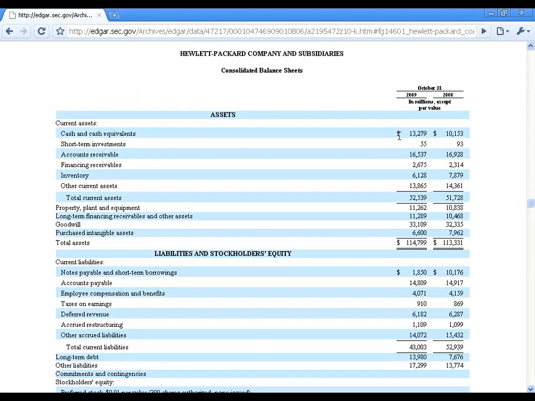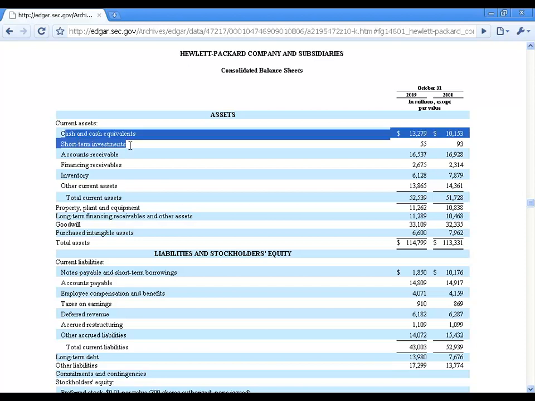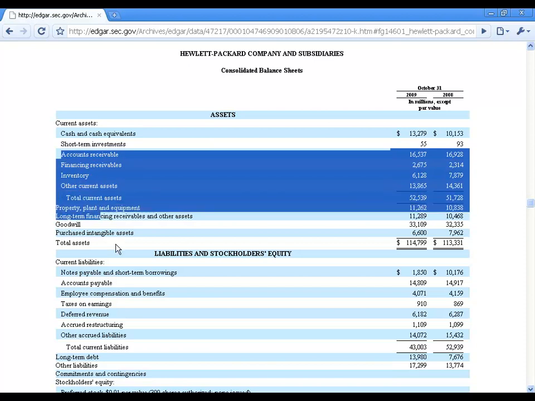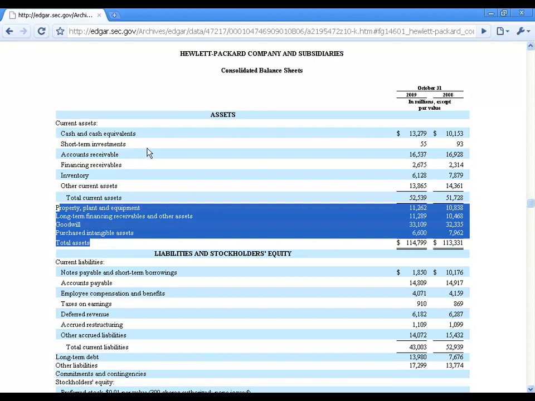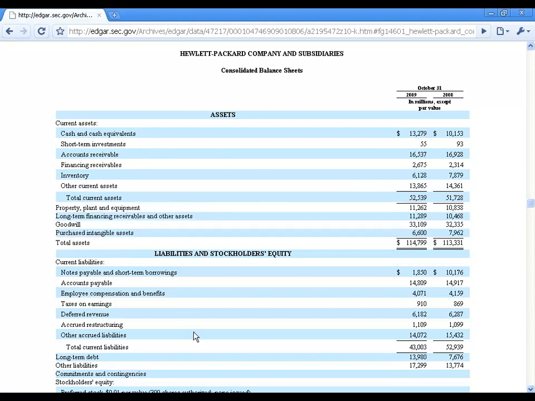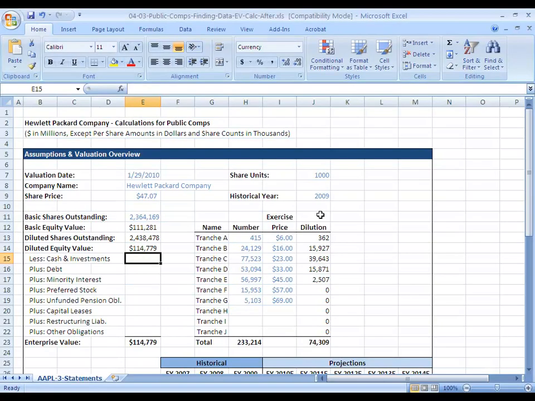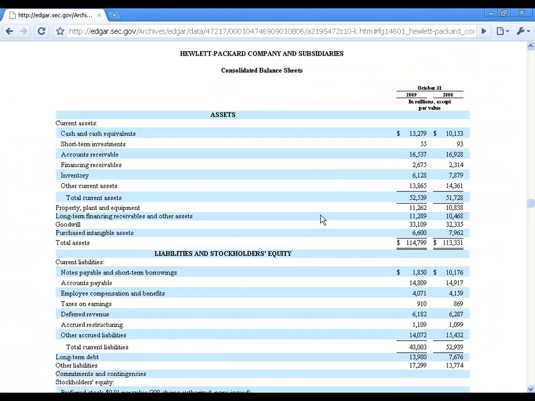So we have it right here. So let's start with the cash number. Looking at this balance sheet, really the only two things here that should be counted as cash are cash and cash equivalents and short-term investments. Nothing else is really an investment or a liquid investment in the way that cash is right here, if you look at these items. So we're just going to count these two. So we have 13,279 plus 55.